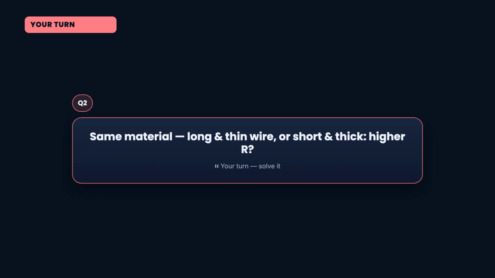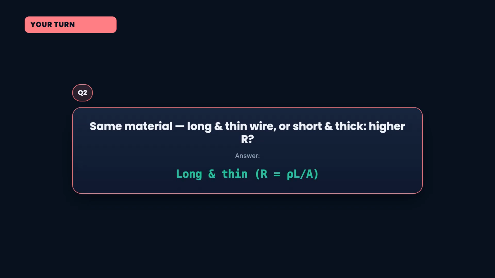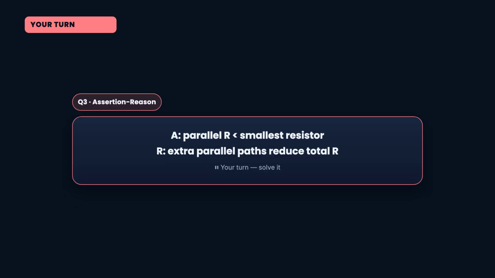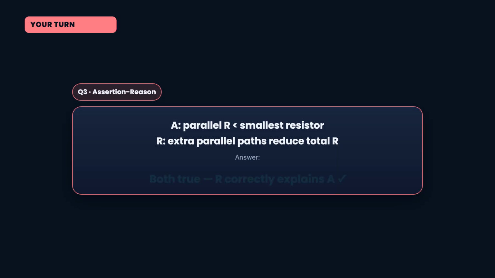Question 2. Of the same material, which has higher resistance, a long, thin wire or a short, thick wire? The long, thin one. Remember, long and thin is high. Question 3. Assertion: parallel resistance is less than the smallest resistor. Reason: extra parallel paths reduce the total resistance. Both are true, and the reason correctly explains the assertion.